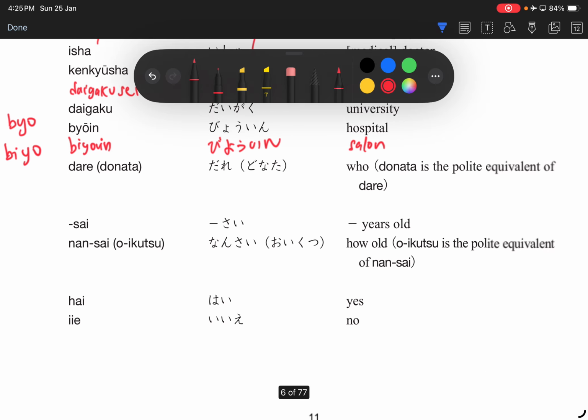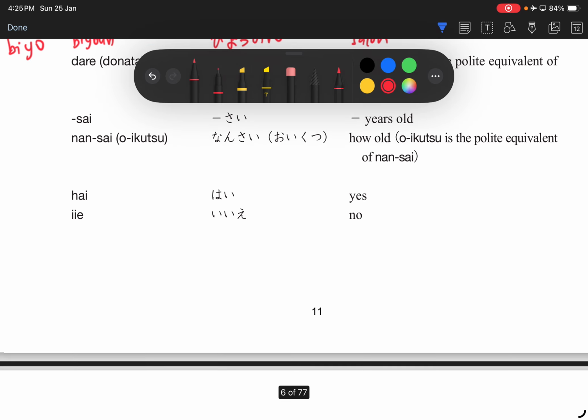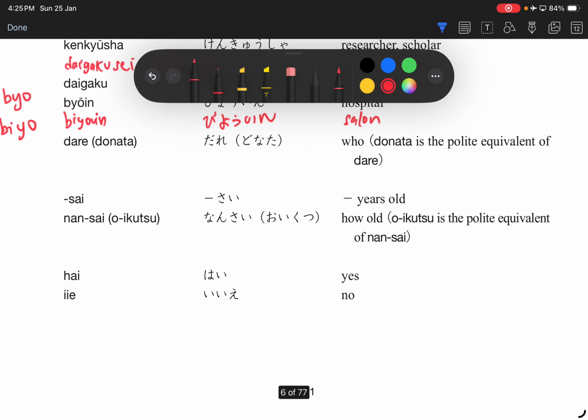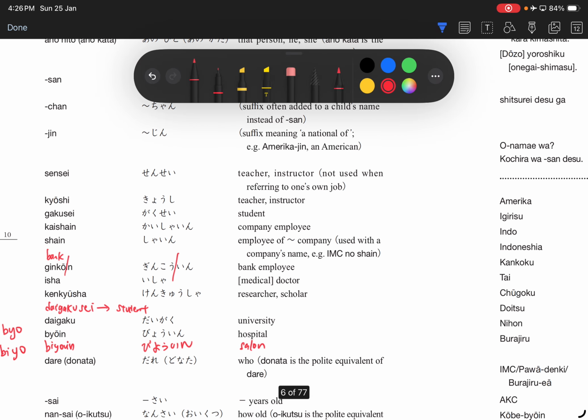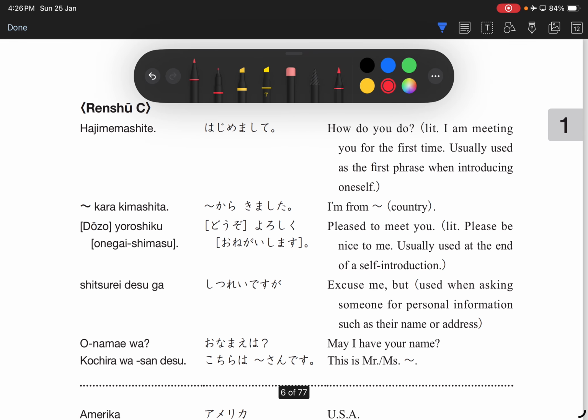Okay, we move on to the next one. We have height. Iie, yes and no. The vocabulary list is for you to review at home. We have the next page. So hajimemashite. Then we also have karakimashita.